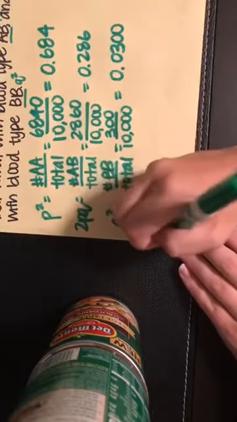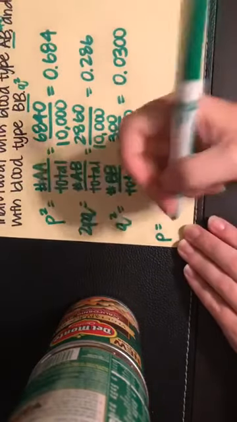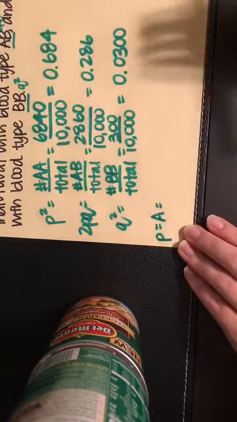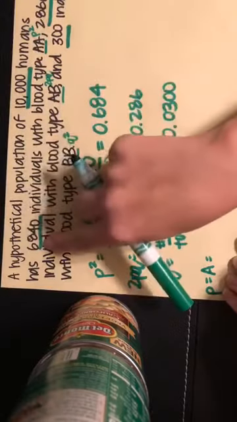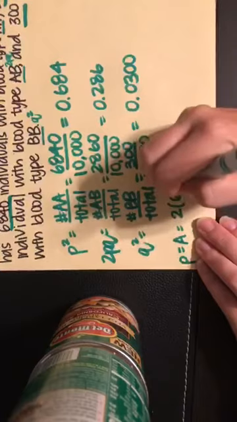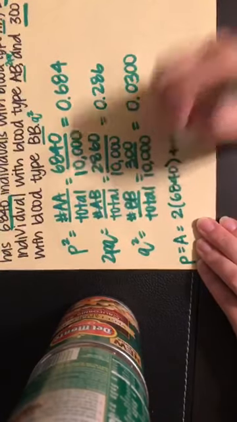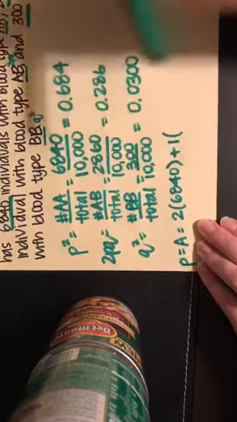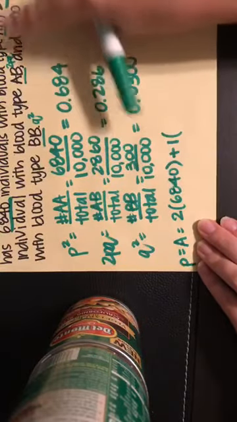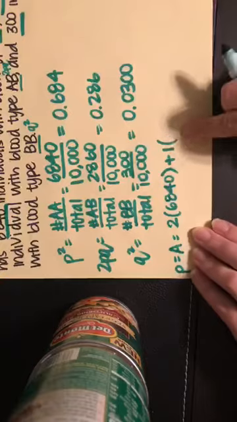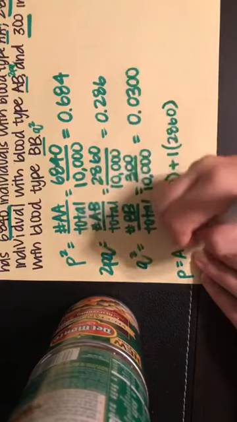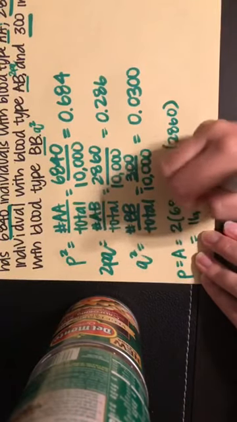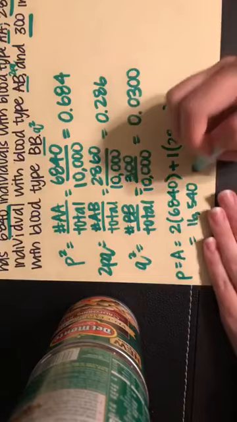Now, here's where life gets a little complicated. If I wanted to solve for the p, I need to find all of the A's. So what's the frequency of A? If you look here, there's 2 A's in this individual. So there's 6,840 individuals that have 2 A's. So I'm going to take 2 times 6,840, and I'm going to add in the number of individuals that only have 1 A, because 2,860 individuals have 1 A and 1 B. So I do 1 times 2,860. And if I solve that out, that's going to end up giving me 16,540.